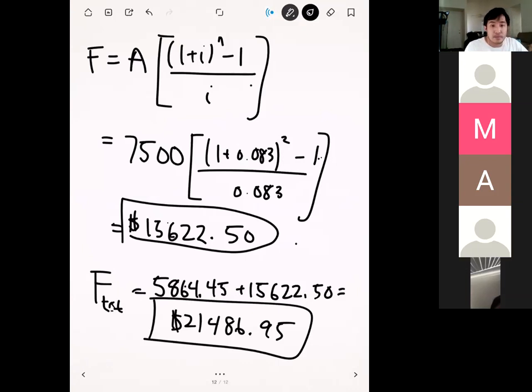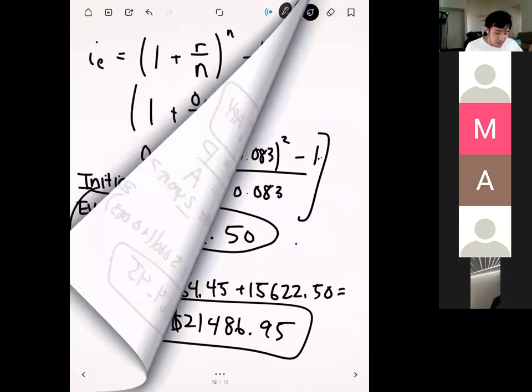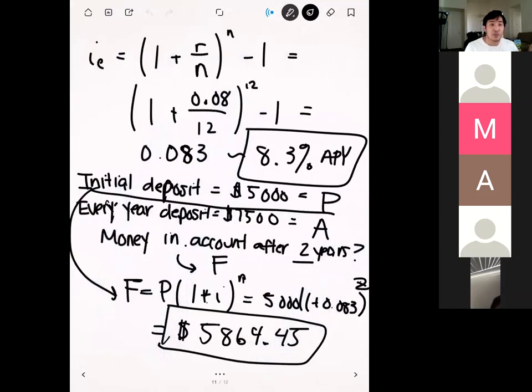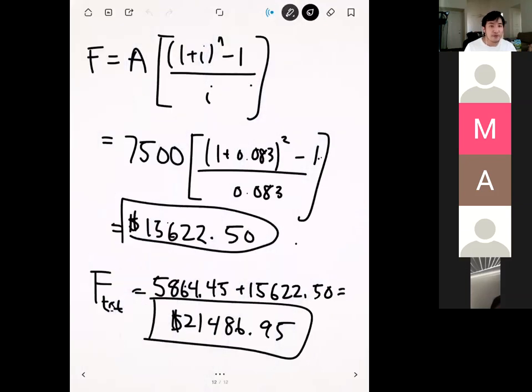Would you mind if you summarize it very quick? Yeah, sure. So the problem asks, if we make an initial deposit of $5,000 and we make a deposit every year for $7,500, how much money is going to be in the bank? We broke this up into 2 parts. First we computed the equivalent future sum of our initial deposit of $5,000, which is what we did right here. So that was our F and P formula. Then we computed the equivalent future sum of the yearly $7,500. Since this $7,500 takes place every year, we consider it a uniform series, or an A. We plugged into the formula and got that, and then we added them up together in the end, which was 21,486.